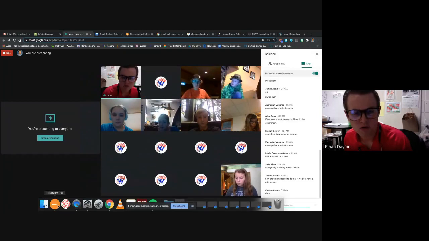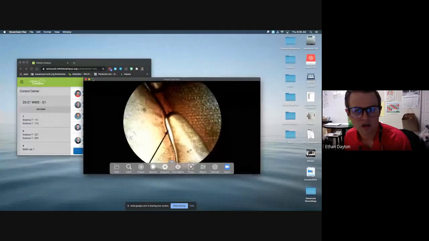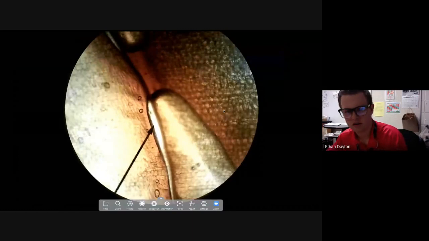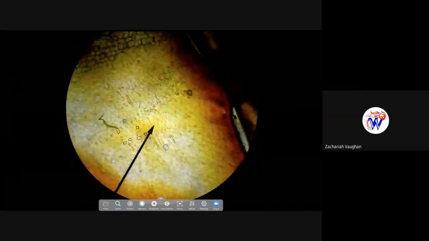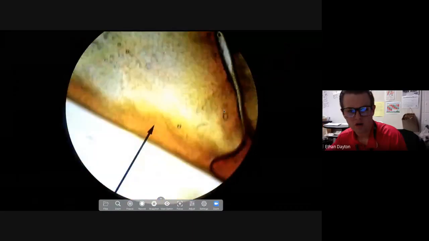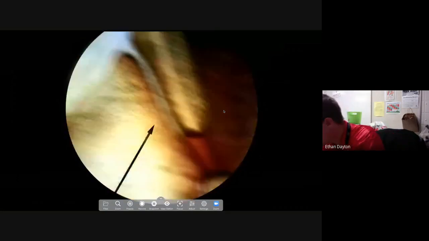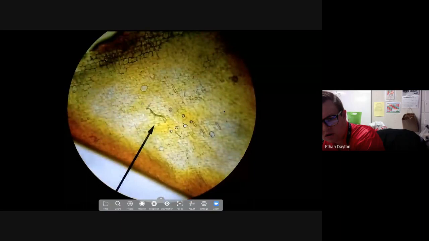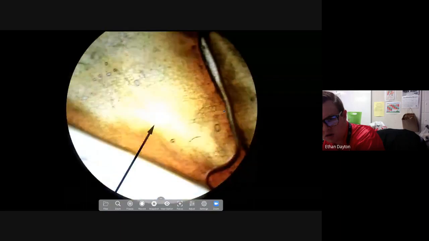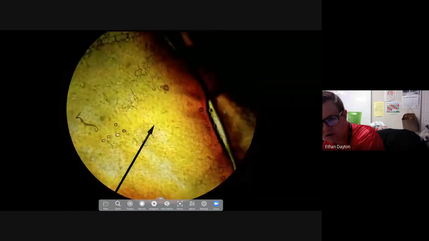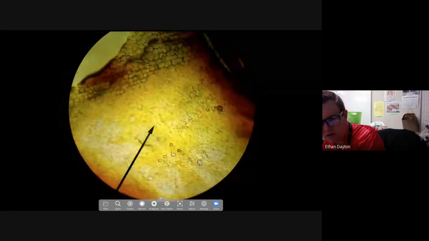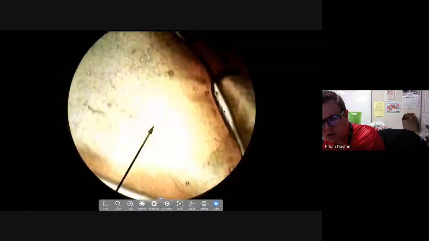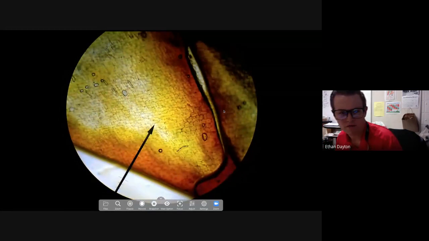Now I need to get this up. Can you see this? Someone give me a shout out if you can see this. Okay, cool. So here we have, believe it or not, a piece of onion skin. Now this is kind of bright, but it looks so good. I've got to let it focus.